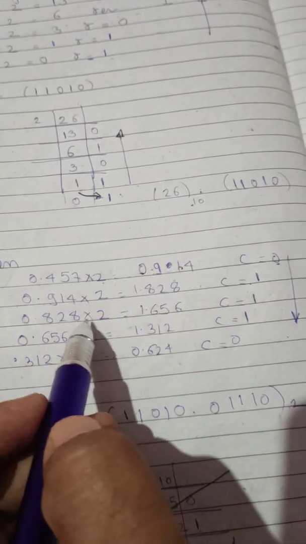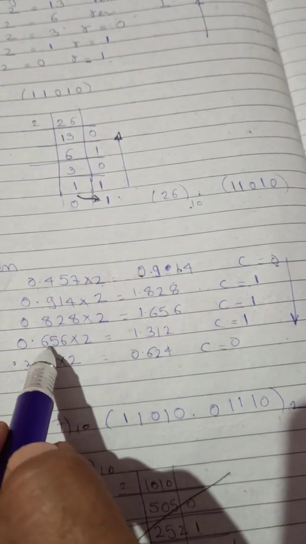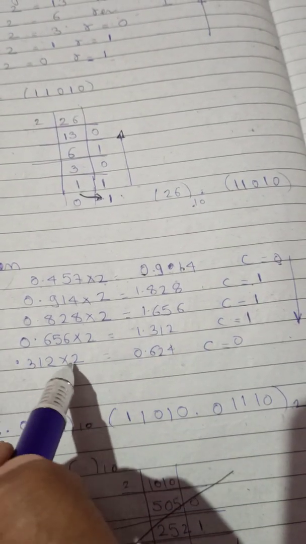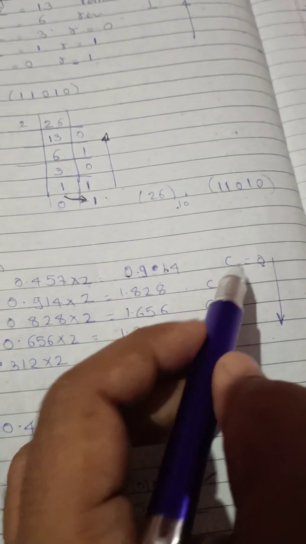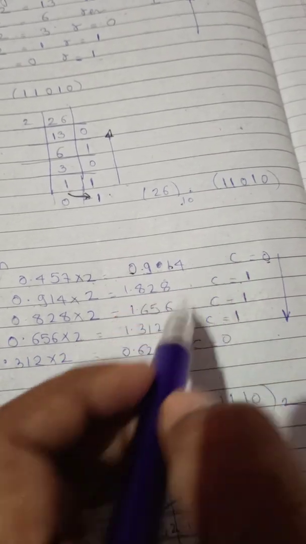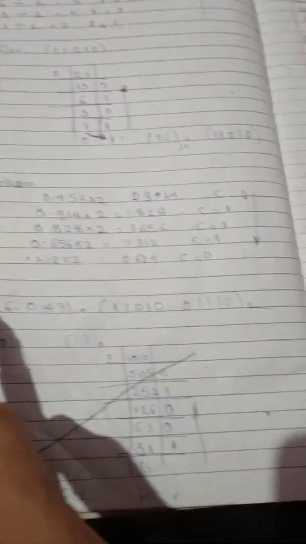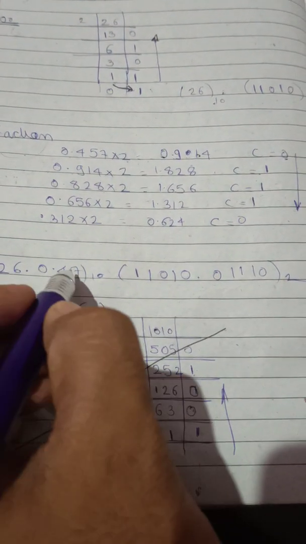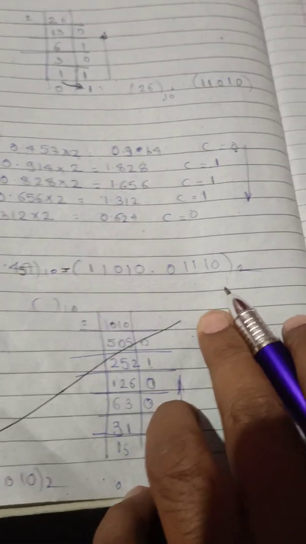Next is 0.88. Again multiplied by 2, you will get 1.76. Write down 1. Next 0.76 into 2, 1.52. Again write down 1. Again 0.52 into 2, 1.04. Now the digits are 01111 and then 0. You are going to write from top to bottom. So that number is 26.01110. That is how we have converted the decimal number into a binary number.